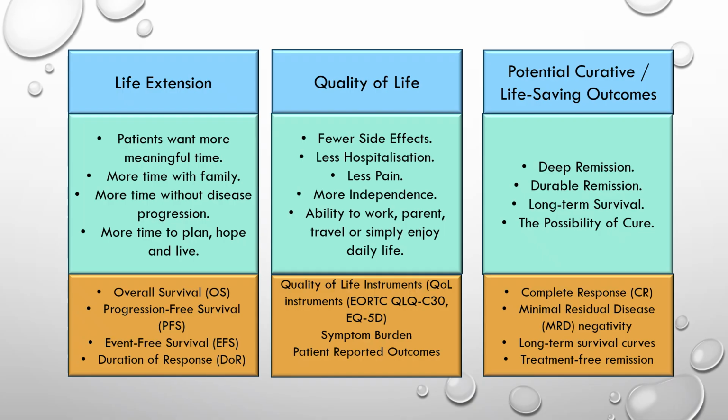They want to have more life, meaningful life, more time with their family, more time without disease progression, more time to live. And how do we measure those? That's in the gold part of these blocks. So, for example, the overall survival, the progression-free survival, event-free survival, and duration of response. So these are how we measure in our protocol the desires that the patient wants.